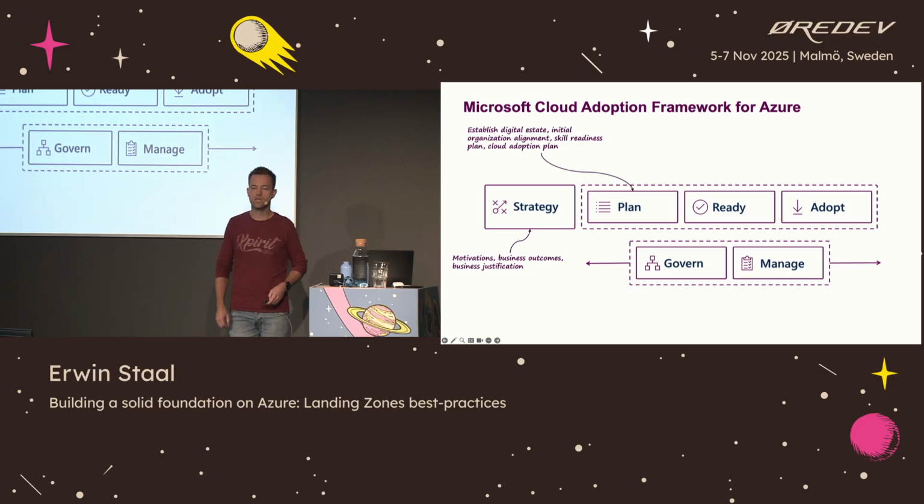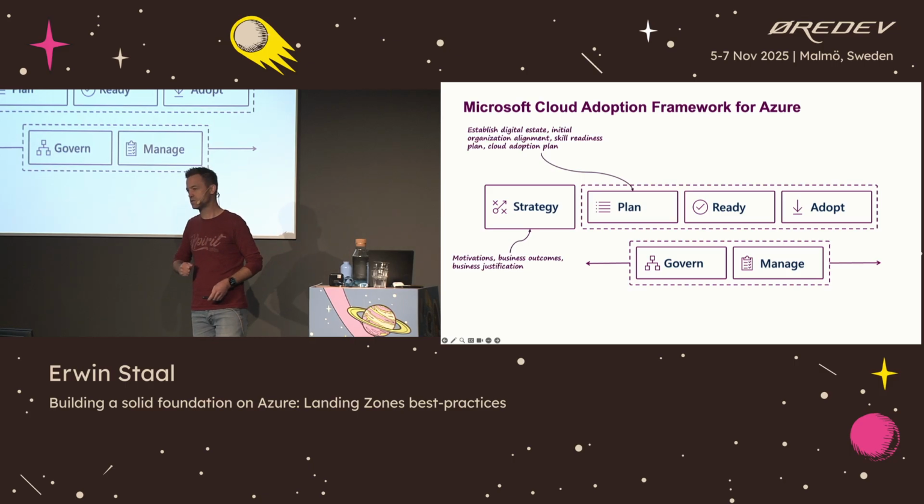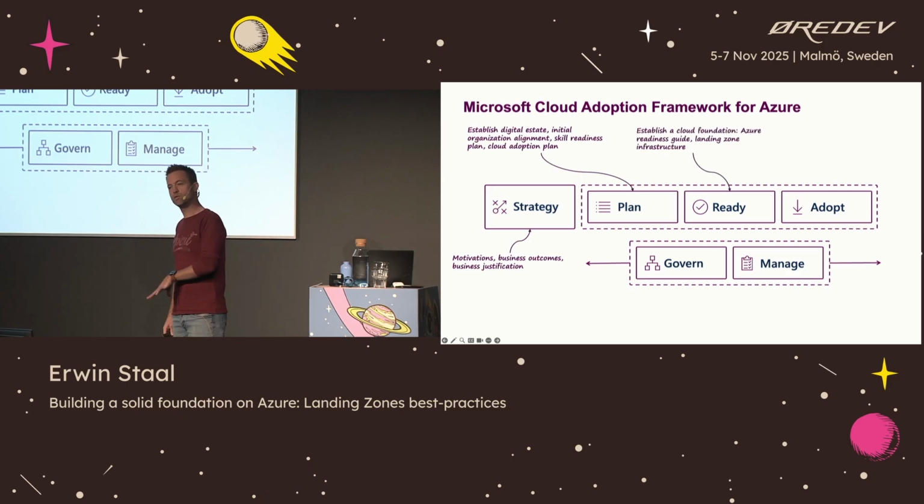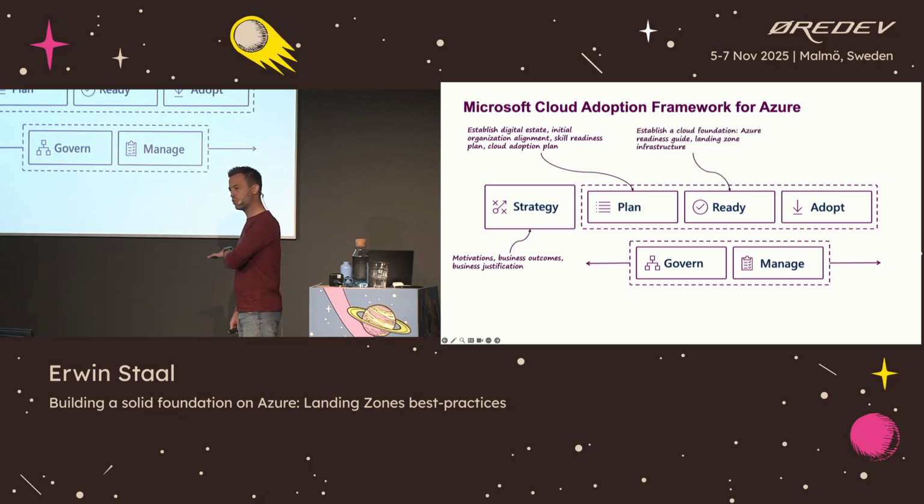This is where you establish, for example, your digital estate. What are the systems that we have or are planning to build that we want to move into the Azure cloud? But it's not just technical, right? Technical is often the quite easy part of doing migrations, etc. It's also about organizational readiness. Do we have the skills required to make such a move? And then, when we want to move into Azure, we get into the ready phase.